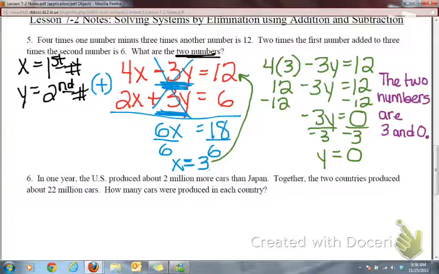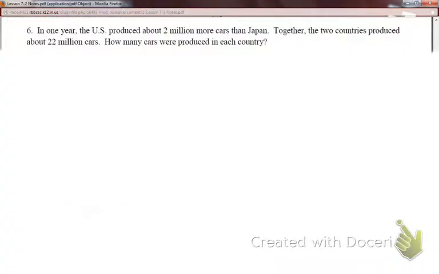Alright, let's do one that's kind of more real world, like the car problem that's next. Okay. So it says in 1 year, the U.S. produced about 2 million more cars than Japan. Together, the two countries produced about 22 million cars. How many cars were produced in each country? So they're looking for how many cars each country produced. That's what the question is asking right there.